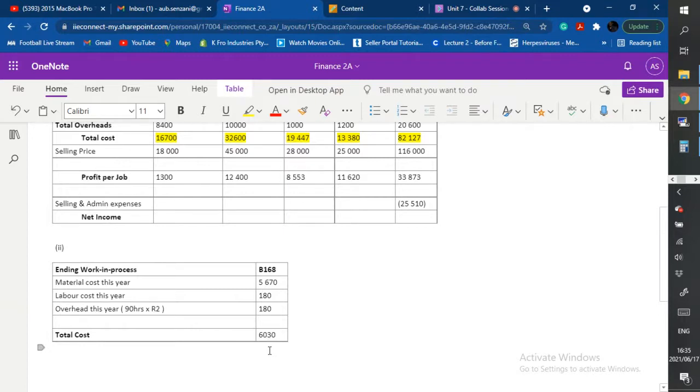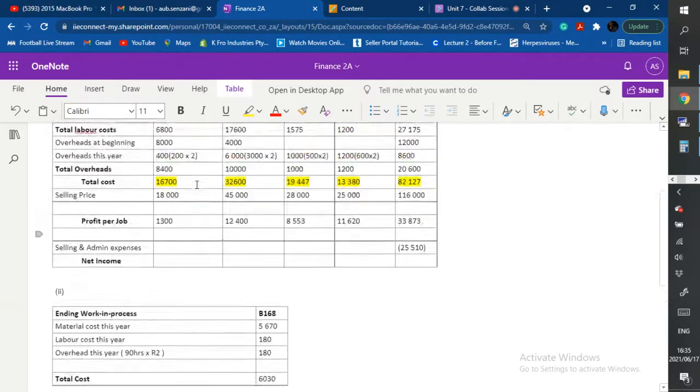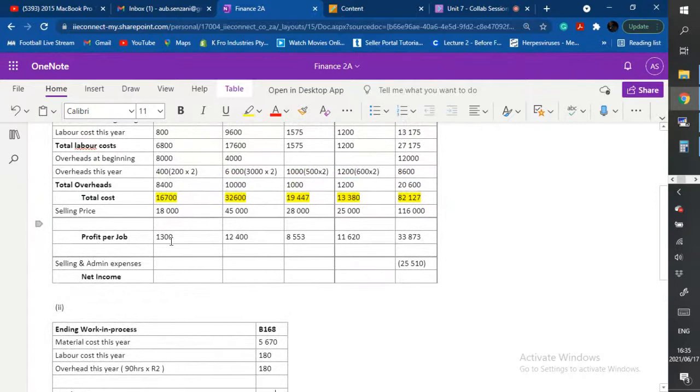All right, and the last bit, they're asking us to calculate the net income for the year. So we calculated our profit, but this is not our bottom line profit. This is our profit after considering the cost of the job. We still have sales and administrative expenses, which is at 25,510. So once you minus that, plus minus job, again, you guys shouldn't have problems with this.